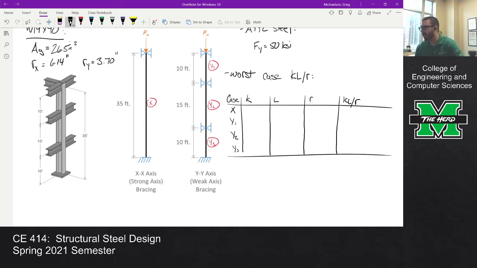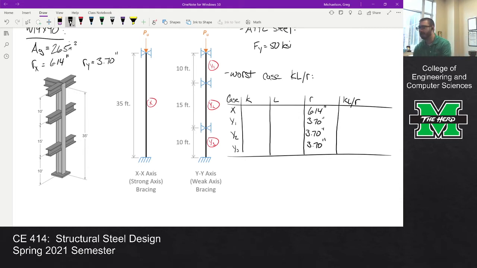So let's start off with the R values. I'm actually going to start with the right and work my way left. With the R values, that's pretty simple. I've got one x-axis and three y's. So 6.14, 3.7, 3.7, 3.7.